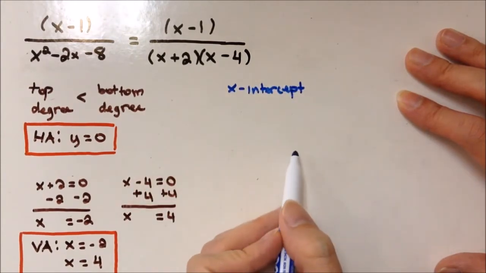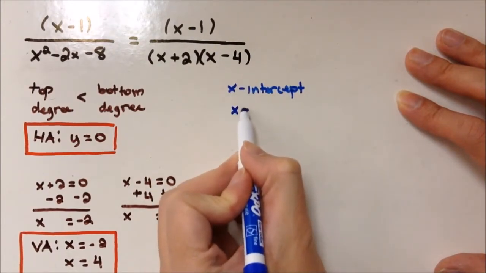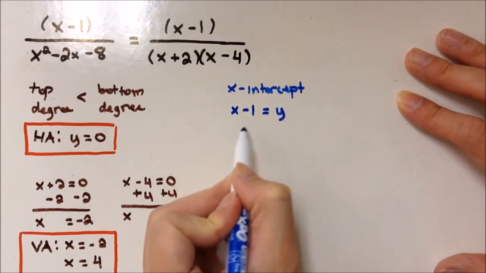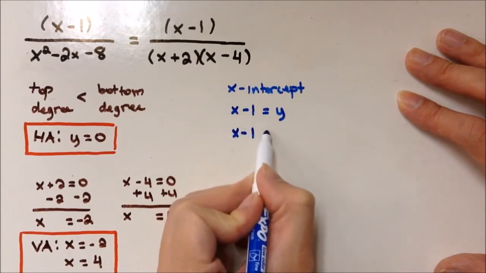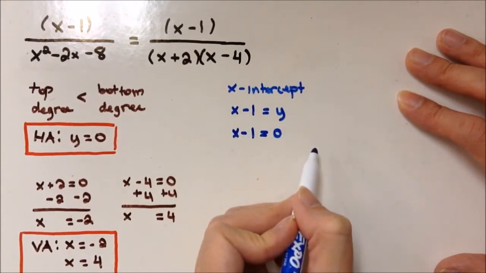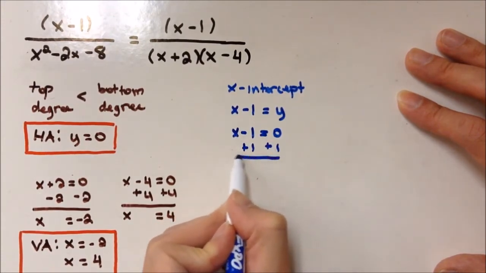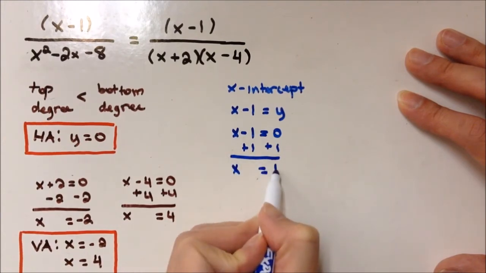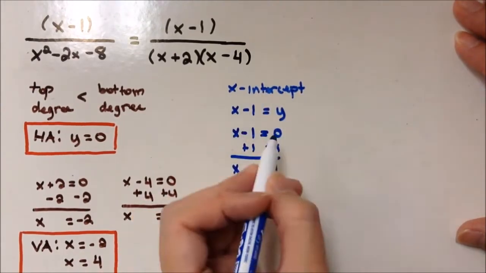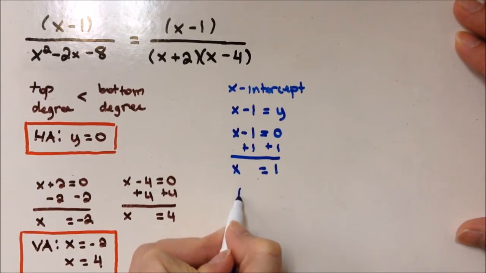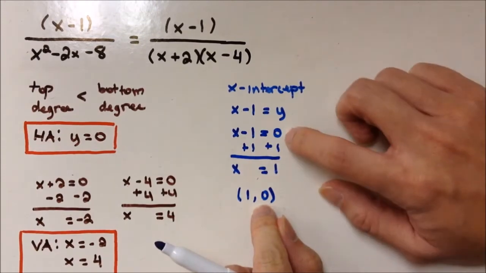And it's pretty much the same as the vertical asymptote. So we only use the numerator. Basically it's x minus 1 equals y, and then we're just plugging in 0 for y. So solve for it just like the vertical asymptote. So x equals 1. Remember, the intercepts are always coordinates. So the x-intercept is 1, 0. Because again, 0 was the number that I plugged into y.